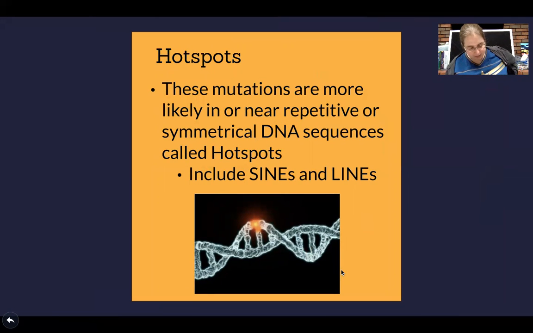So a hotspot is simply a section of the DNA that is more likely to have a mutation occur in it. So mutations are more likely in or near repetitive or symmetrical sequences. Now, we've talked about SINEs and LINEs. SINEs are these short repetitive sequences, LINEs are these long repetitive sequences, and I've even told you that it's believed that they're used as buffer zones. Because of the nature of repeating sequences, there's more likely to be an error in that section of the DNA.